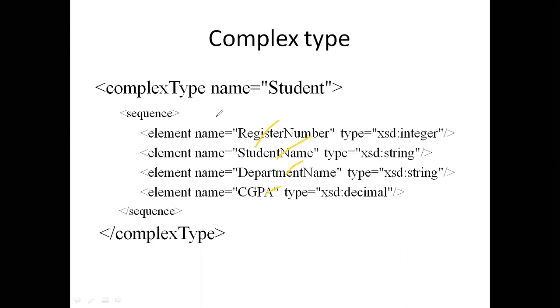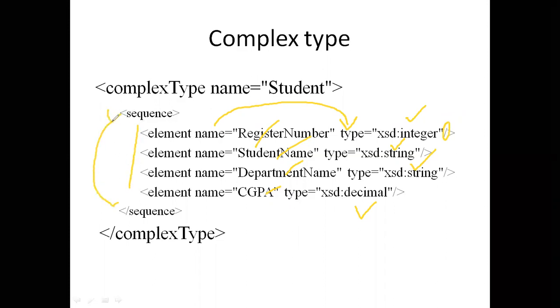So each and every element should have a type also. The type of the register number is integer. The type of the student name is string. We know very well the type of the department name is string. The type of the CGPA is decimal. Each and every element does not have any closing tag, that's why we are using the slash here. After defining the elements, you are going to close the sequence.